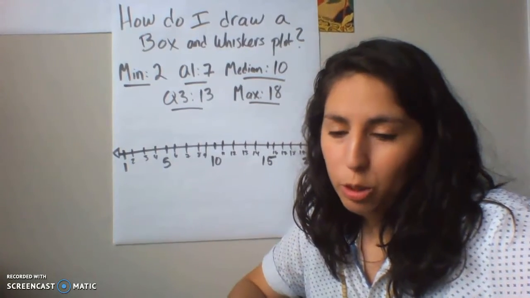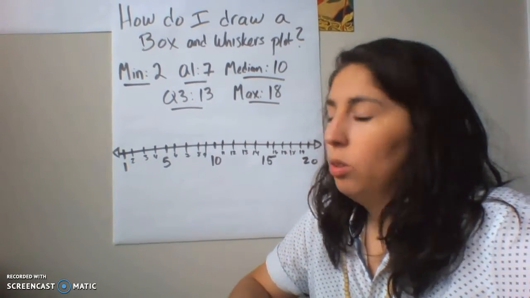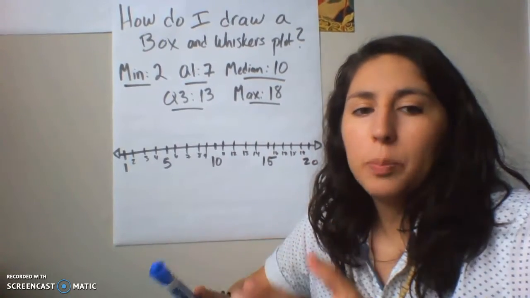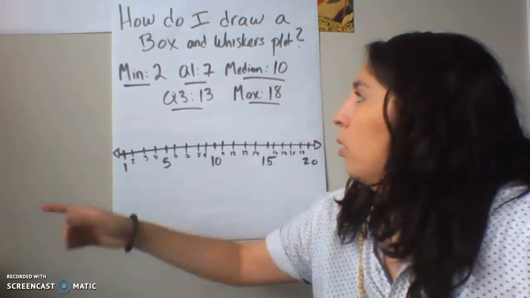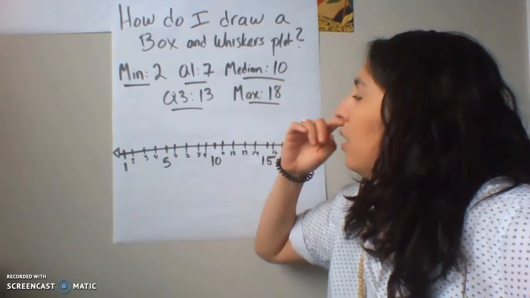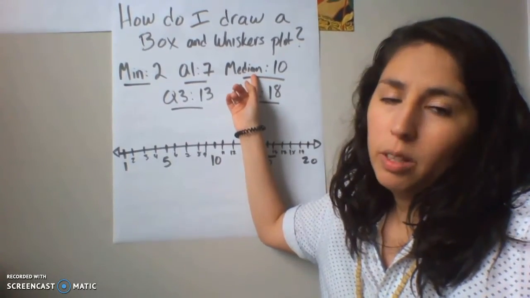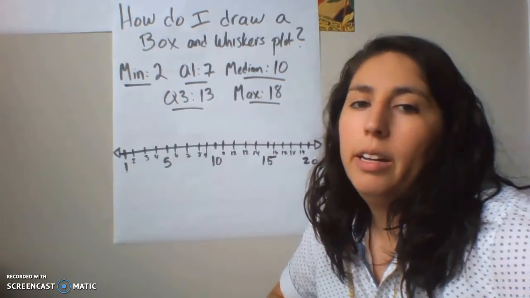Hey, sixth grade, I'm going to show you real quick how to draw a box and whiskers plot. So to draw a box and whiskers plot, or a box plot, first thing you need is a 5-number summary. 5-number summary is your minimum, your maximum, small, big number, your median or your middle number, your center, and then Q1 and Q3. All right, so here we go.